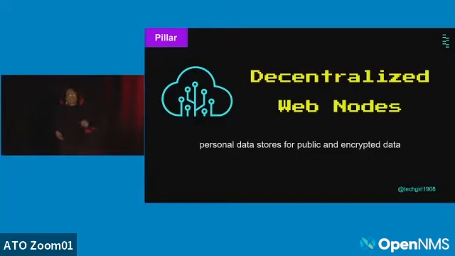The last pillar of Web 5 is decentralized web nodes. So today, centralized entities act as our data stores. Our applications, they hold our content, they hold our preferences, and we have very little control. Now, decentralized web nodes changes this. It enables us to decouple our data from the apps that we use.